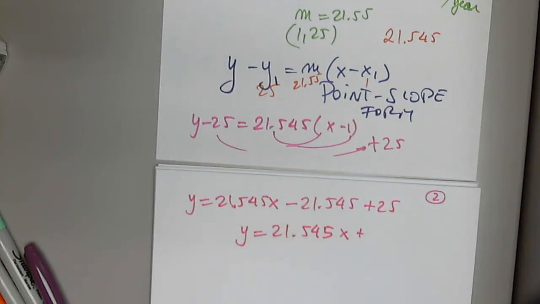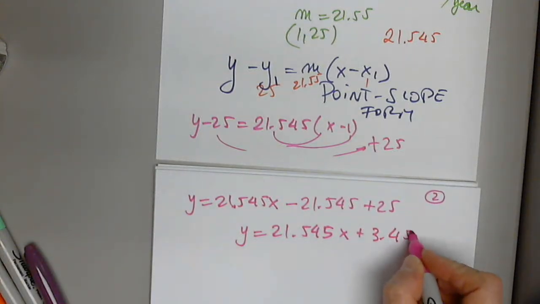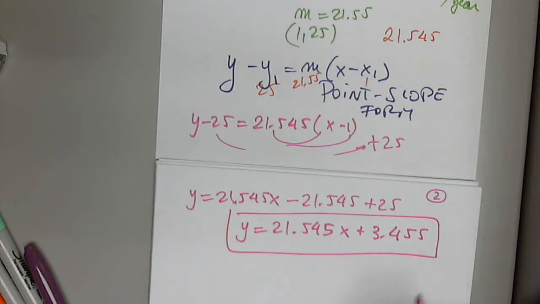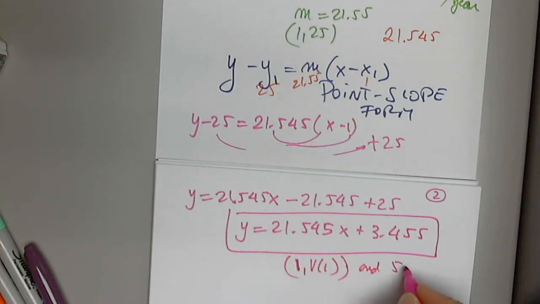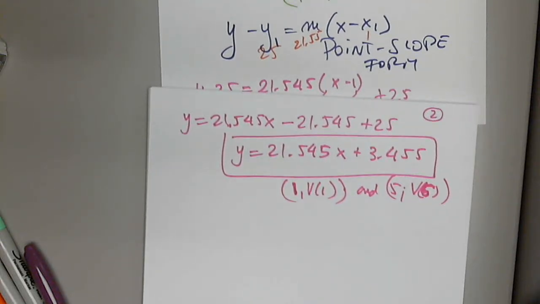So 25 minus the previous answer. What did you get? I got 3.455. So this is the equation of the line passing through 1 comma v of 1 and 5 comma v of 5, as requested. Now I would like to put it in.